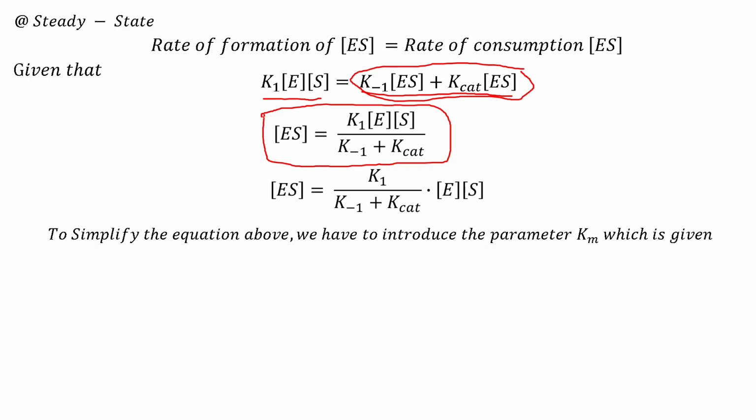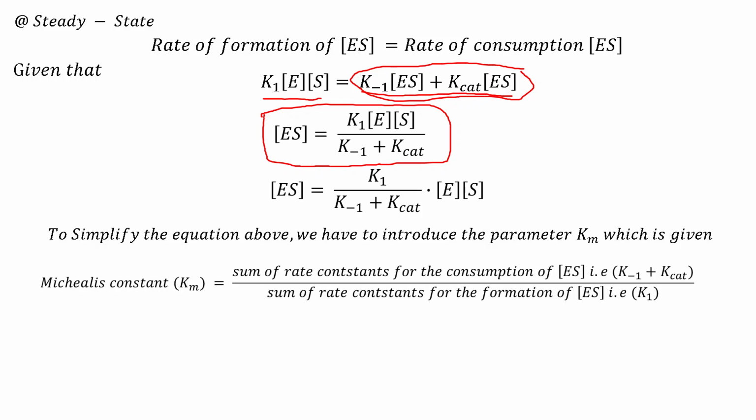Now, to simplify the equation above, we have to introduce the parameter Km, which is the Michaelis-Menten constant. And what is this constant? We say that it is the sum of the rate constants for the consumption of ES, which is K minus 1 plus K cat, all divided by the rate constant for the formation of ES. That is your K1.